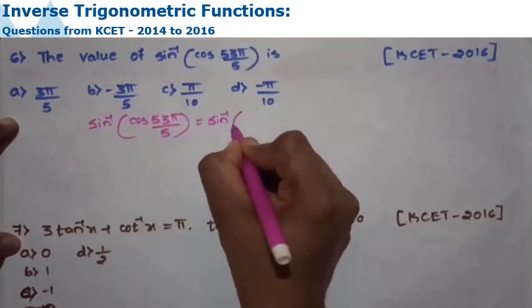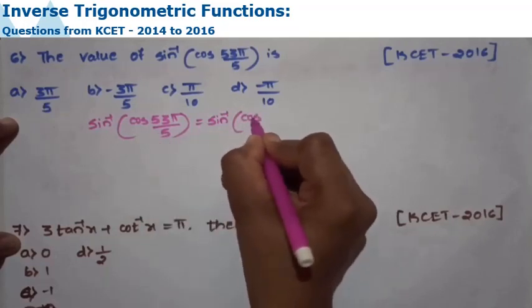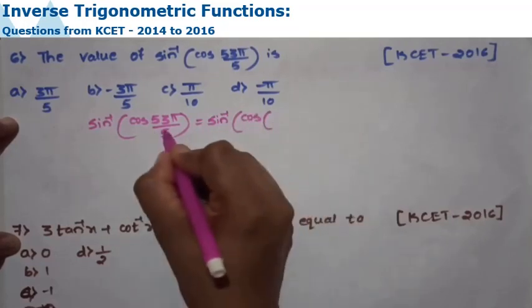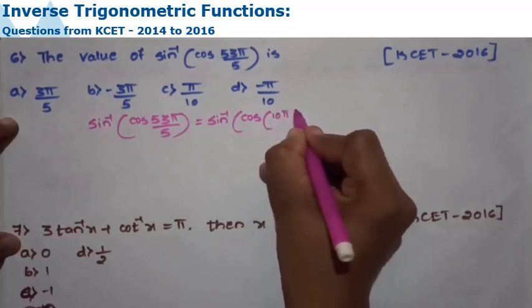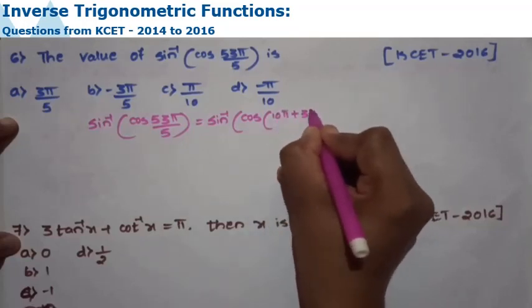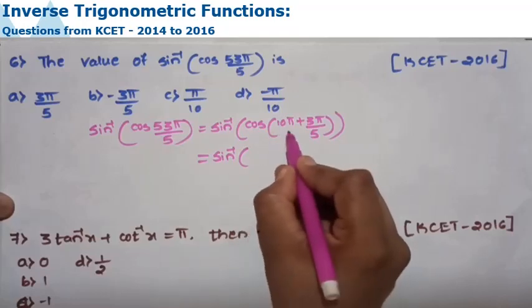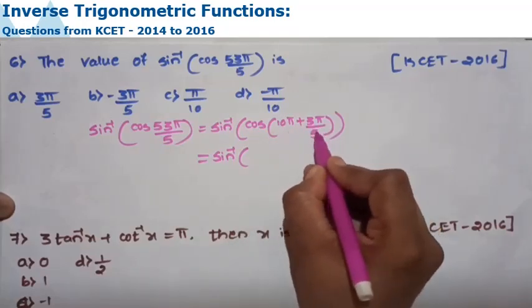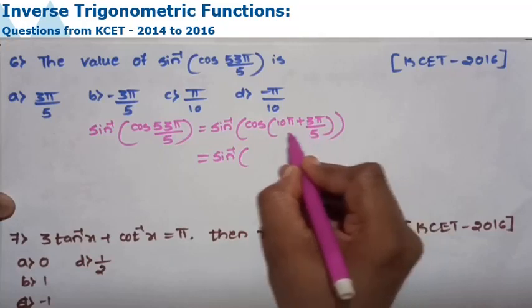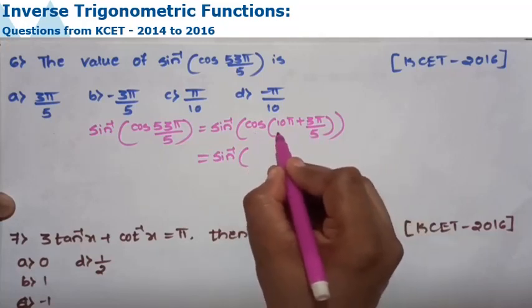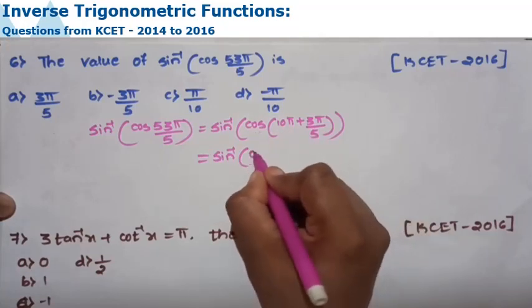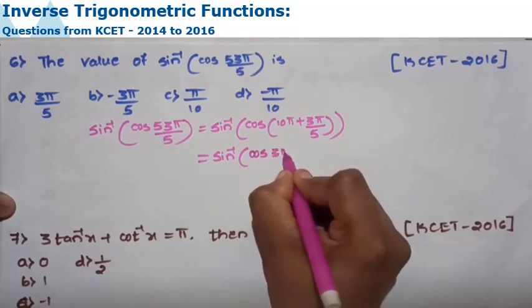Okay, so sin inverse of this one, I can write cos of 53 pi by 5. We can write this one as 10 pi plus 3 pi by 5. Therefore sin inverse of cos of 10 pi plus 3 pi by 5. 10 pi plus 3 pi by 5 lies in the first quadrant. In the first quadrant cos is positive. Because of 10 pi, cos is not changing. Therefore this is written as cos 3 pi by 5.